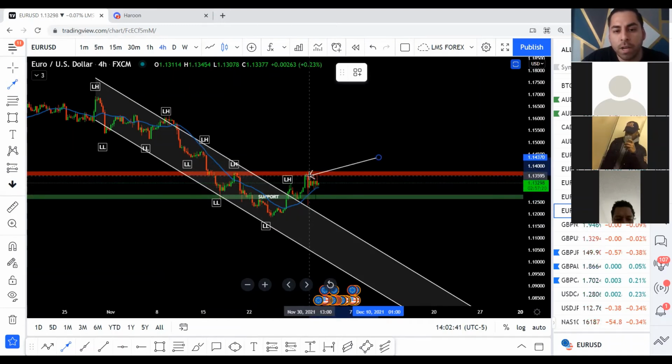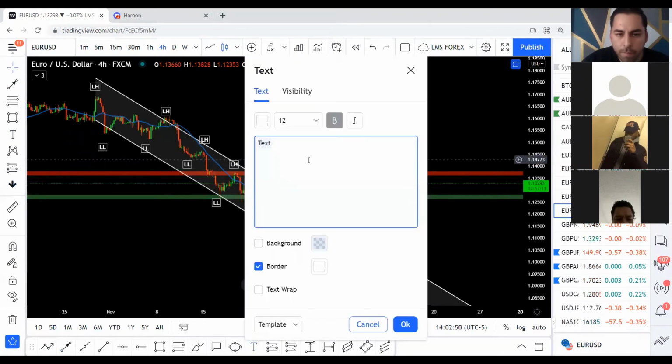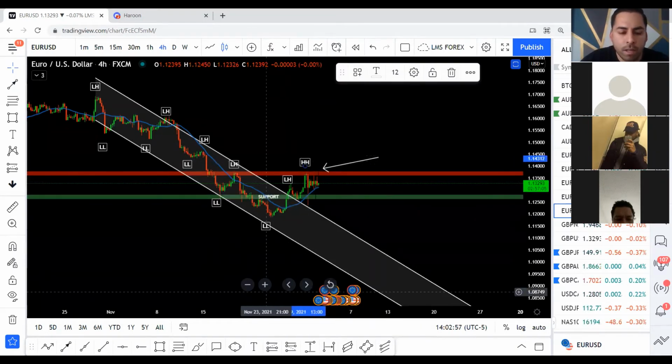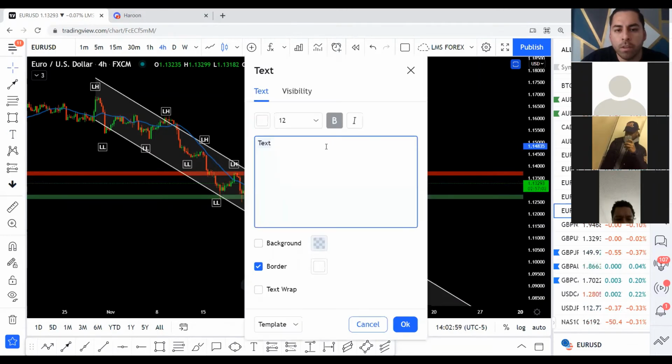So now what we got to do is wait for the price. At this point, it has broken this, so this will be considered a new higher high. This will be considered a new higher high. And then I'll be waiting for another higher high.